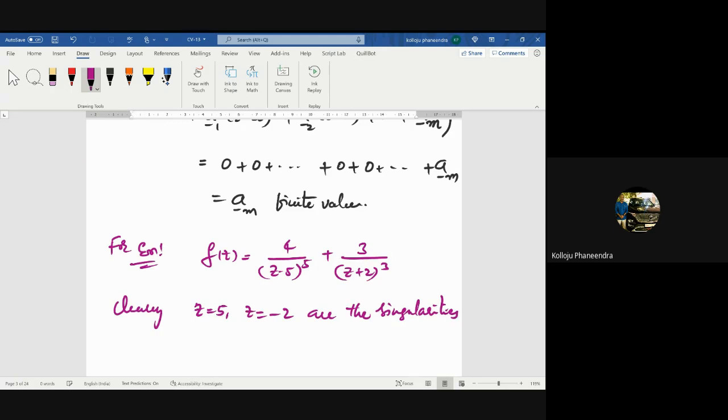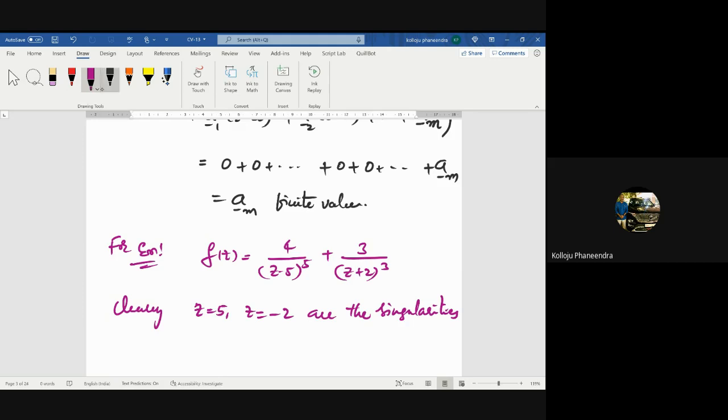Then, what type of singularities? Classify the singularities. The question is to classify the singularities. What type of singularity means? Is it a removable singularity or is it a pole? Like that I have to decide. Okay. Then what is the condition, the limit?